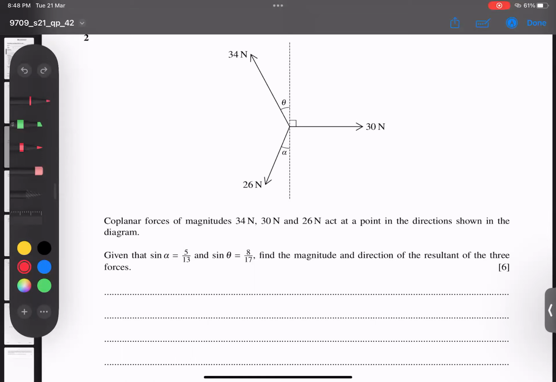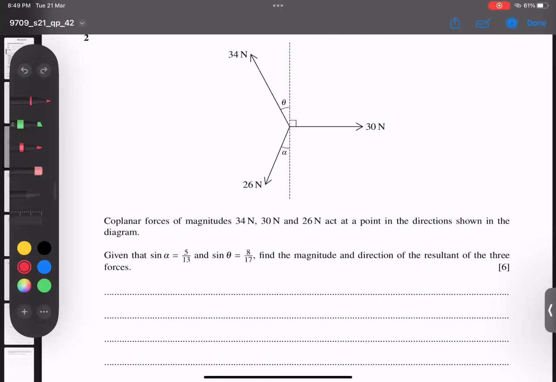This is a June 2021 variant 42 question number 2. In this particular question, he has given us three forces, 30 Newton, 34 and 26. But the problem is that the angle is not given here. Then what to do? He has given us two links. One is this and one is this. So how to use these links?